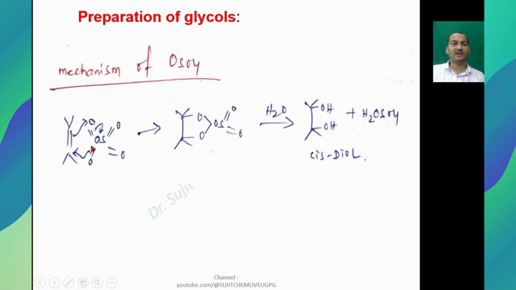Similarly, alkene can react with osmium tetroxide. The pi double bond will attack this oxygen, and this Os=O will attack this carbon. Again here you have a 5-membered unstable complex, which on treatment with water gives 1,2-diol.